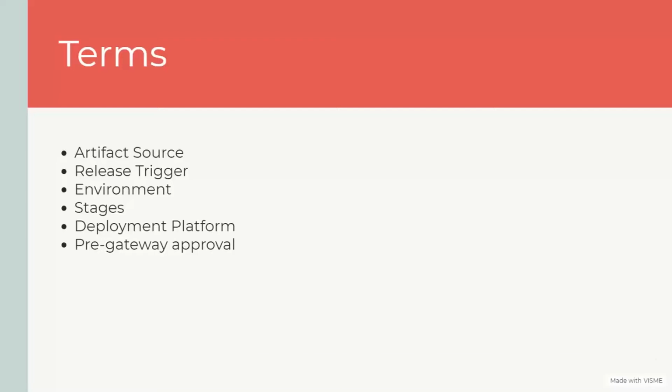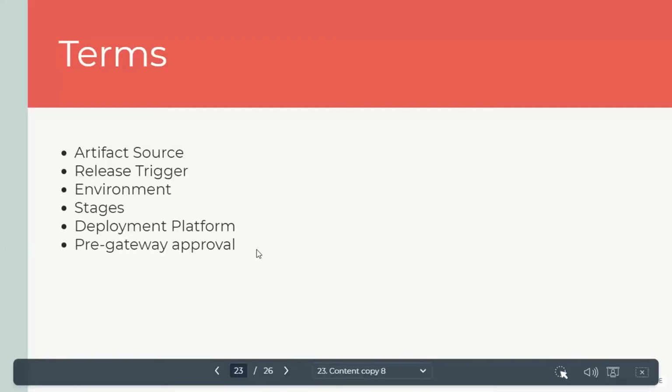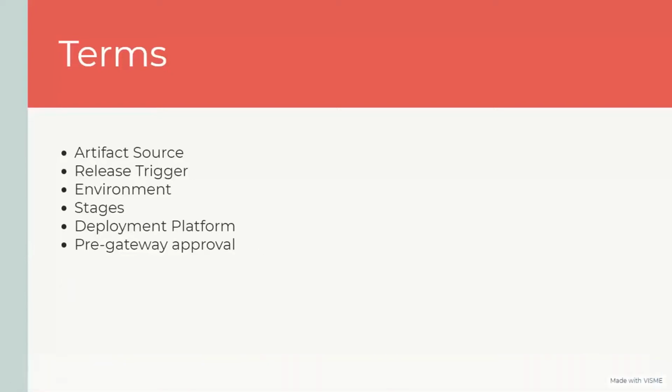Okay, and then the pre-gateway approval. For example, whenever we are deploying in any kind of higher environment, we should not just rely on events, like whenever the latest build comes or the code is merged. Those kinds of events should not be used, for example, in production.